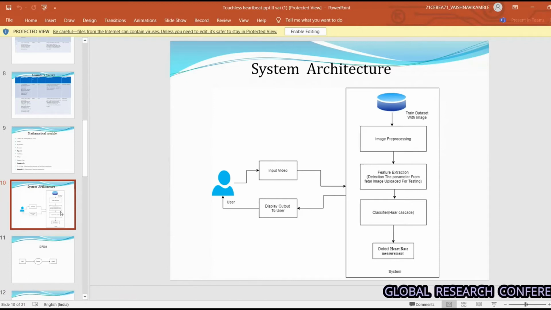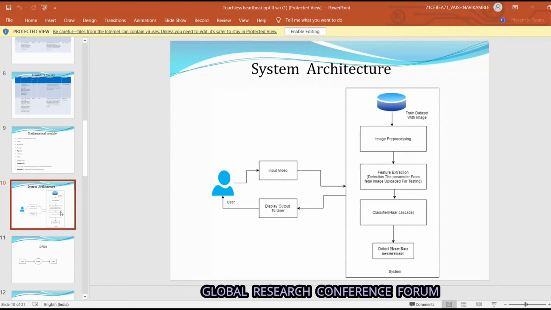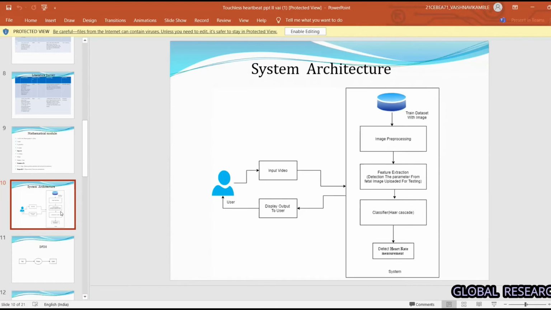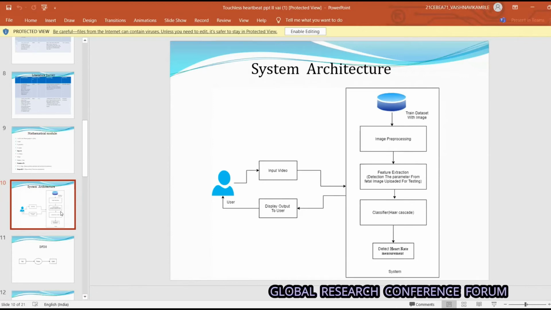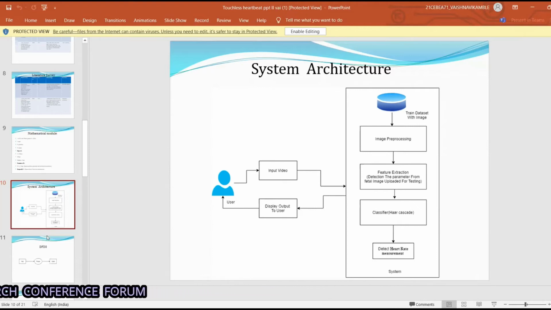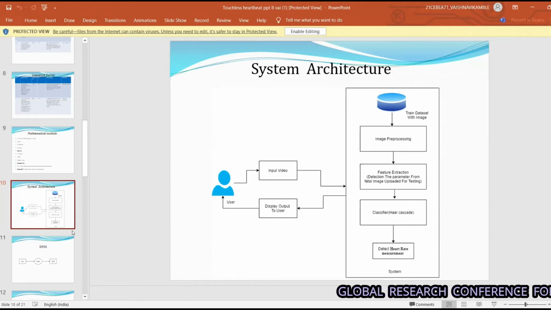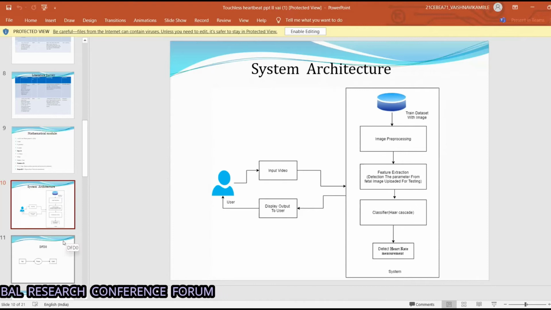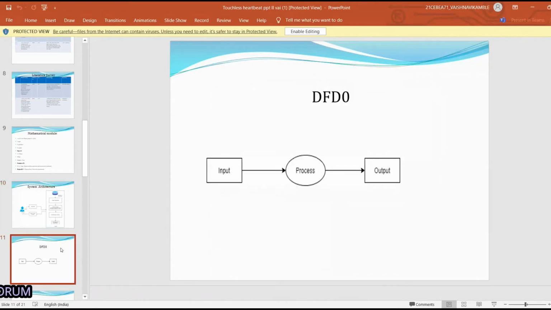Later, it goes to the classifier algorithms, Haar cascade and CNN. In the Haar cascade algorithm, the system camera is on, and with that the image processing happens, and later it detects the heartbeat measurement. Next slide.